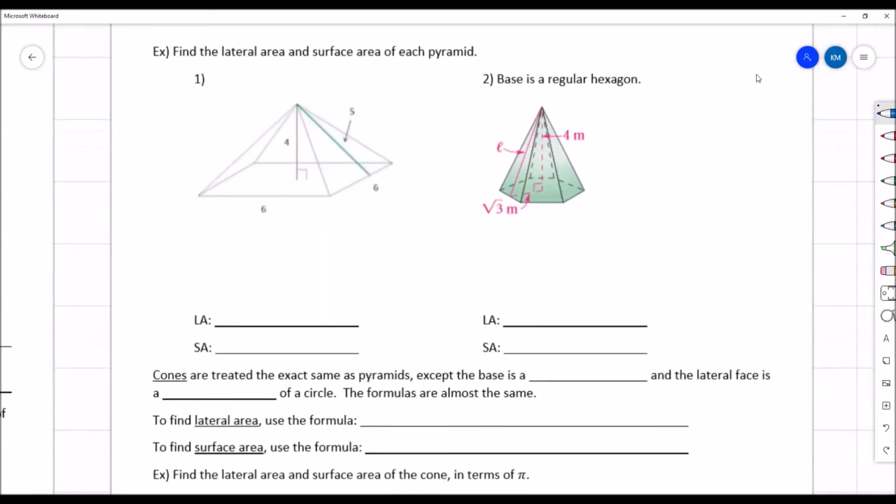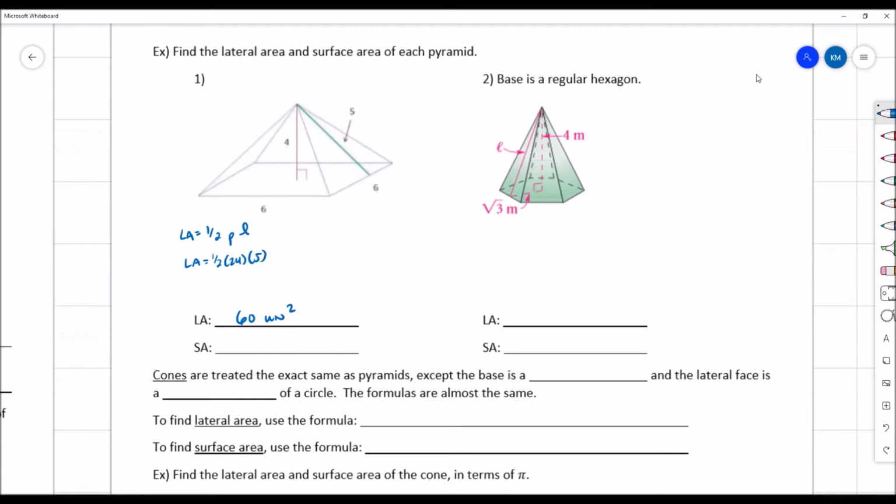Number one says find the lateral area and surface area. Let's try it out. Lateral area again is 1/2 the perimeter of the base times the slant height. The perimeter of our base here will be 24, and our slant height is 5. And so our lateral area is 60 units squared.